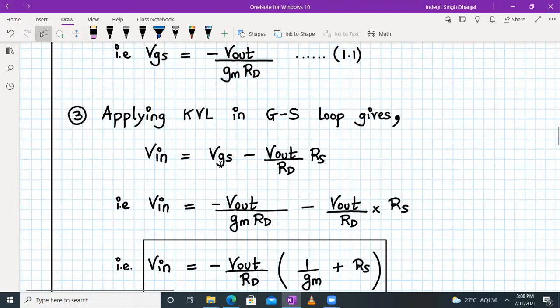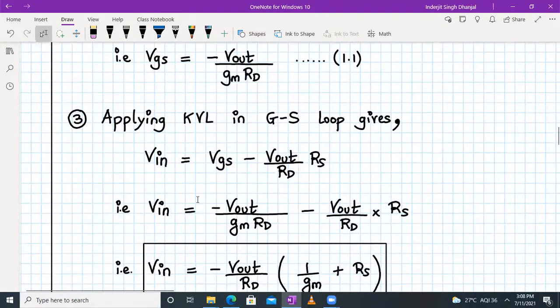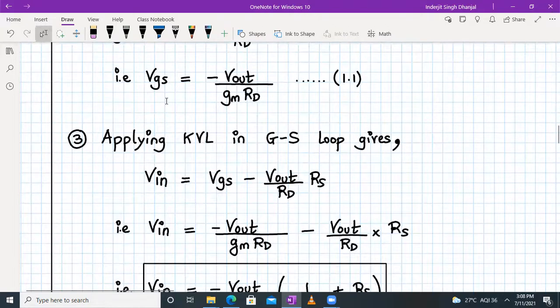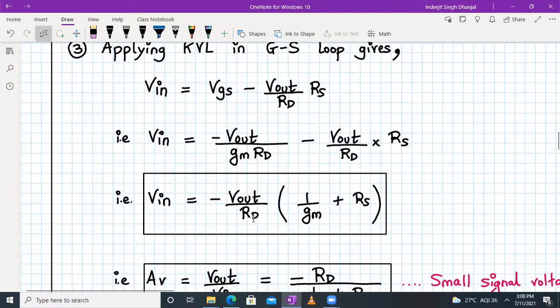V in is equal to VGS plus Vs, and Vs is ID, this current, into Rs. And what is this current over here? Minus V out upon Rd into Rs. So we'll substitute VGS from equation number 1.1 over here. So what do we get? V in is equal to minus V out upon Gm into Rd minus V out upon Rd into Rs. So from here we take minus V out upon Rd common. So inside the bracket we get minus 1 upon Gm plus Rs.